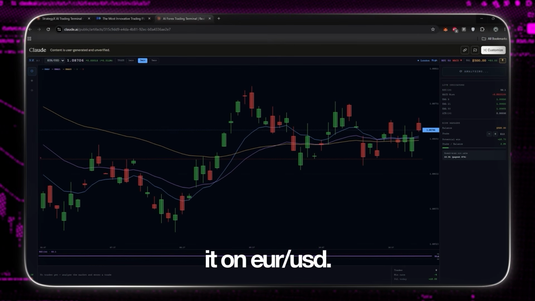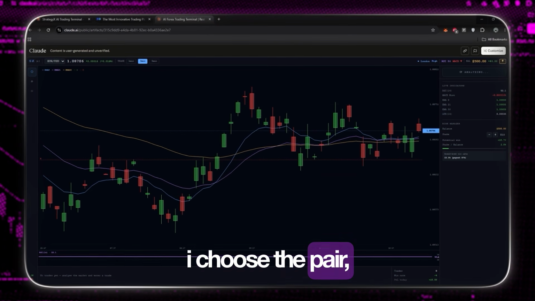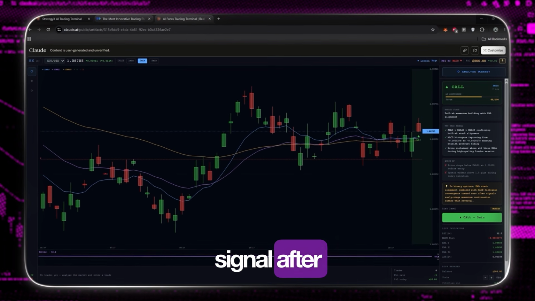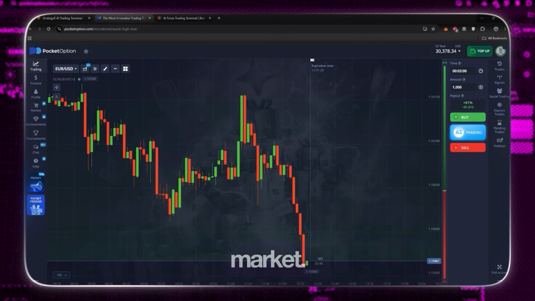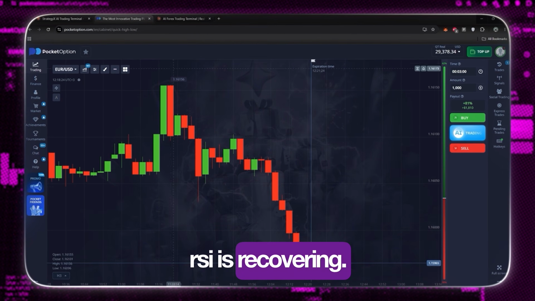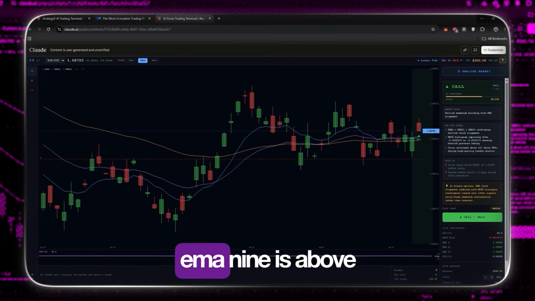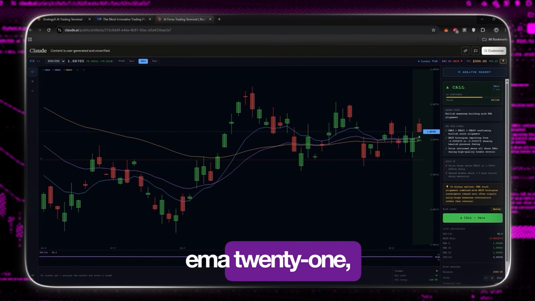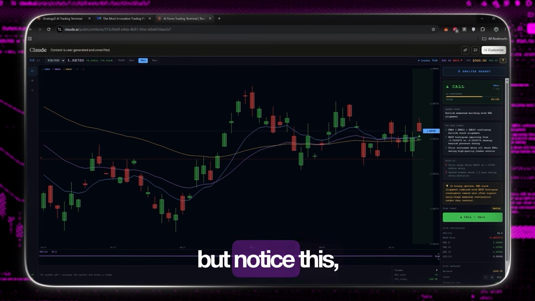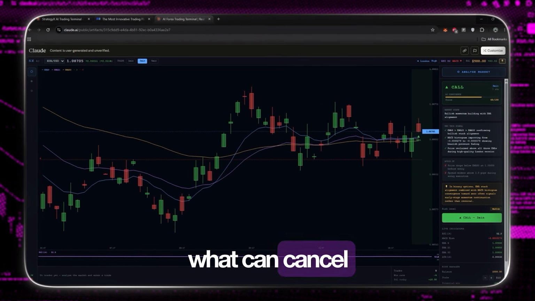So let's test it on United States dollar. I choose the pair, I choose the time frame, and we get the signal after the robot starts analyzing the market. Here it sees a pullback, the price returned to the zone, RSI is recovering, you can see the readings, EMA 9 is above EMA 21, so the system gives us a call setup. But notice this, it also shows what can cancel the signal.